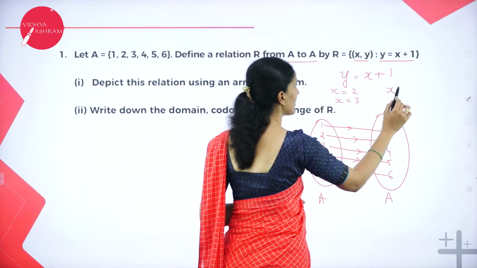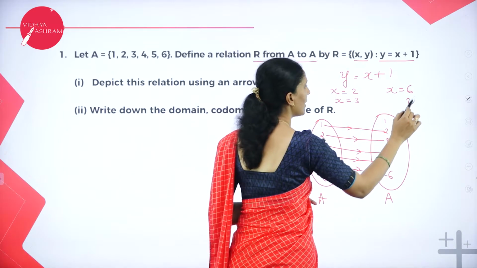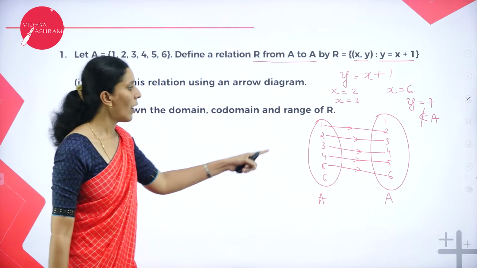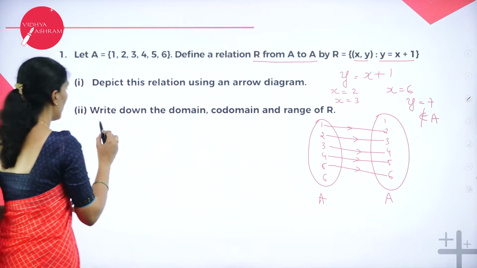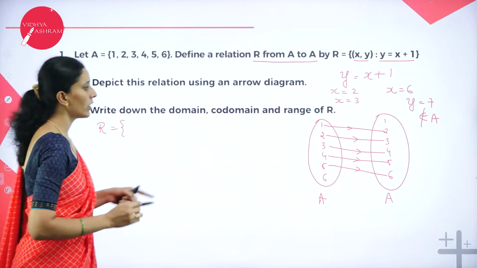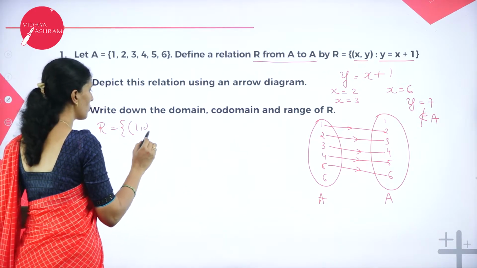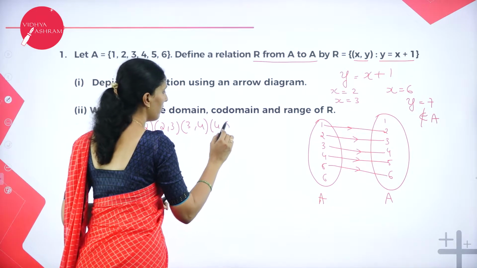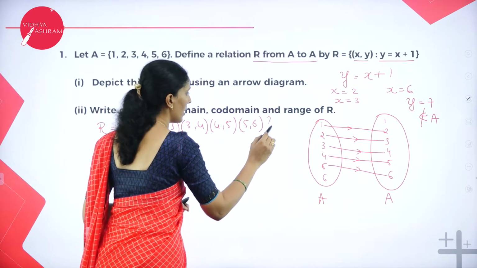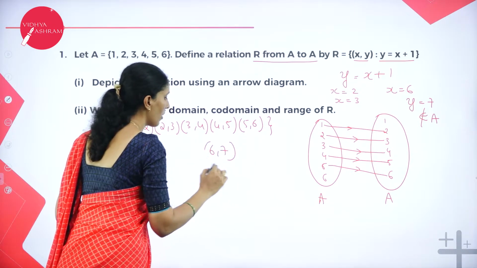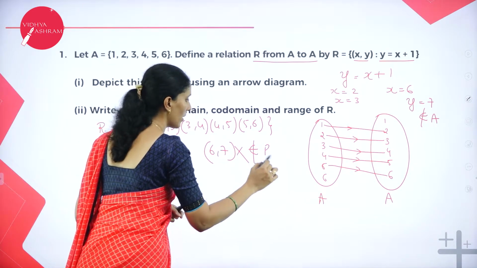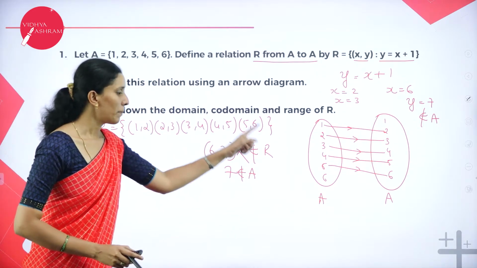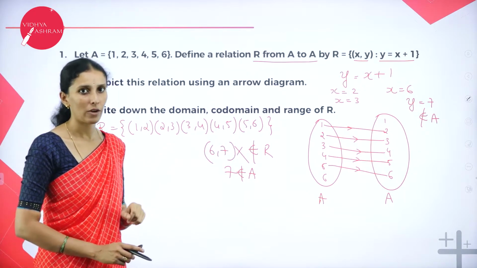I cannot take 6 because Y is equal to 7 I get, but this does not belong to set A. So I should stop here. Now I can pair them. So write it in a roster method. So what are the pairs possible there? 1, 2; 2, 3; 3, 4; 4, 5; 5, 6. So that's all. 6, 7 cannot be written because this is not in the relation. Why? Because 7 does not belong to A. So the only possibility of writing the pairs is from 1, 2 to 5, 6.